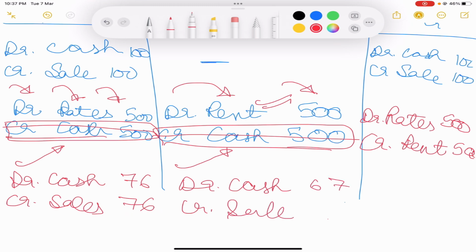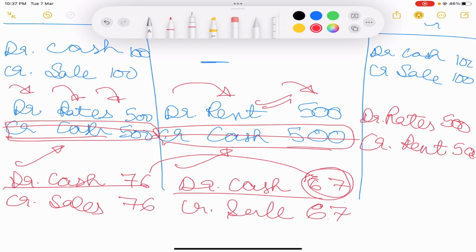So now how am I going to rectify it? I need to basically just increase my 67 to 76, right? Their debit is 76. I need to increase it to 76. So what is the difference between 76 minus 67? 9. So what am I going to do? I'll just increase it. Debit cash, credit sale, increase by 9. That's it.